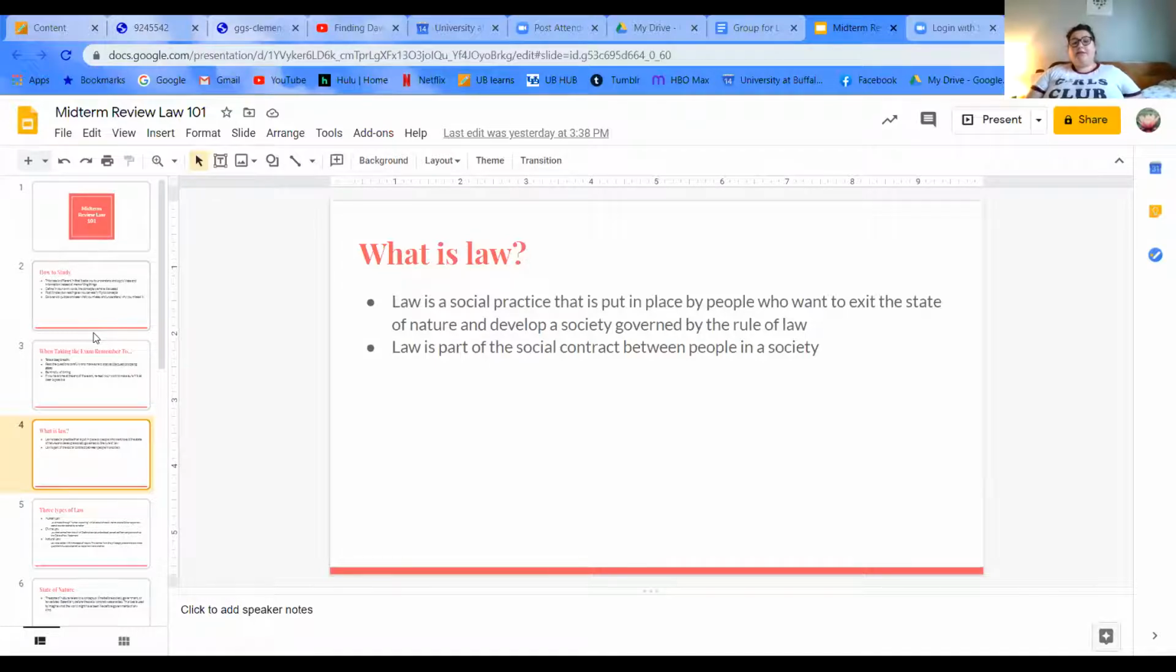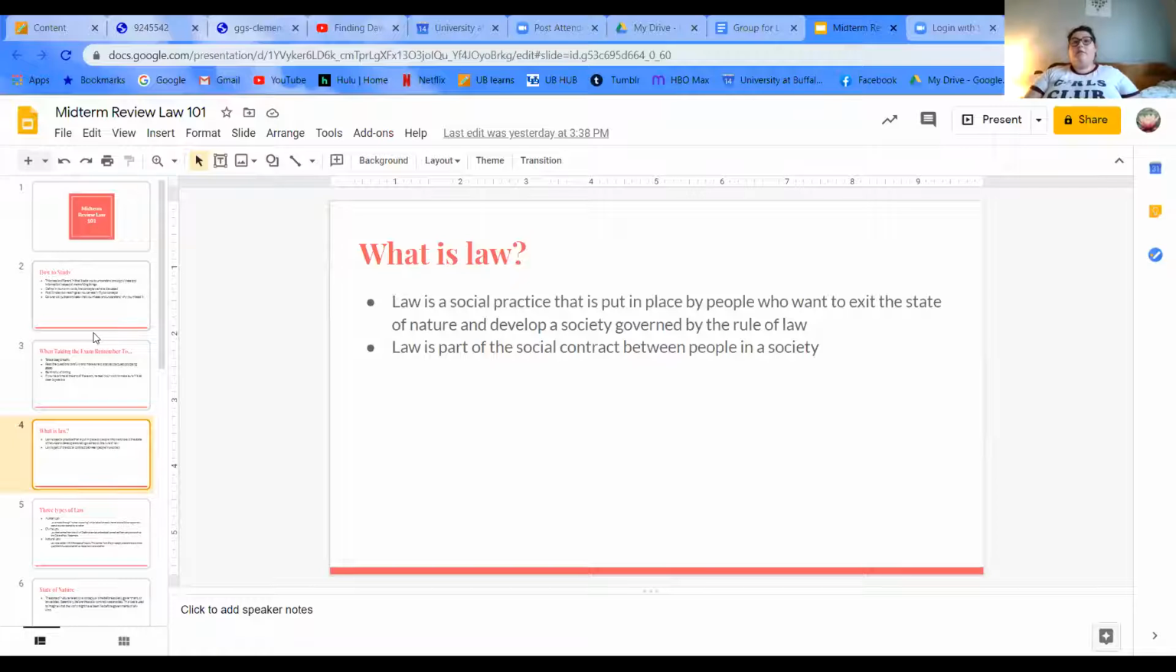So law is a social practice that is put in place by people who want to exit the state of nature and develop a society governed by the rule of law. And it's part of the social contract between people in a society. I think this sounds basic, but it's really important to understand where law comes from. It comes from us. It comes from people, at least, unless I guess you believe in divine law.